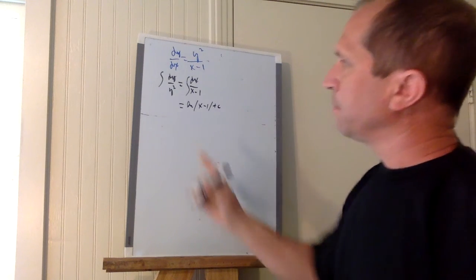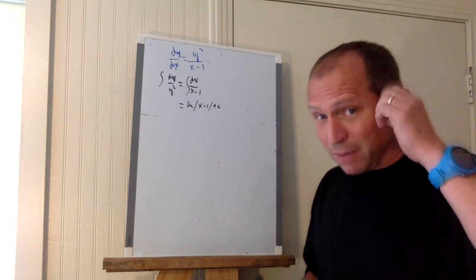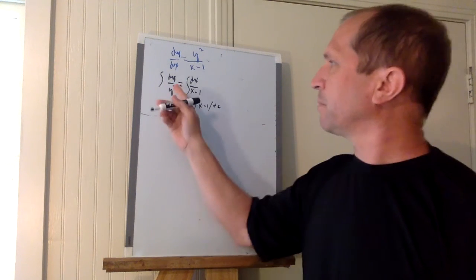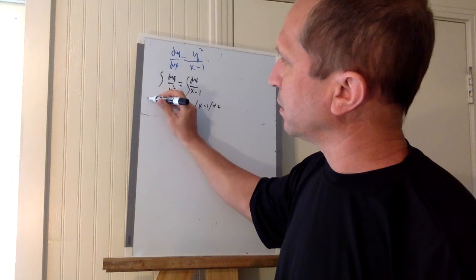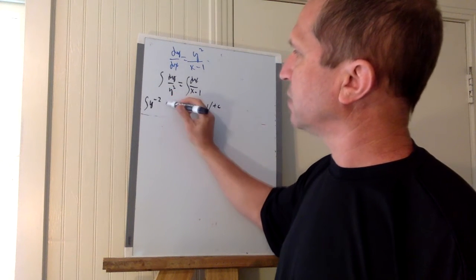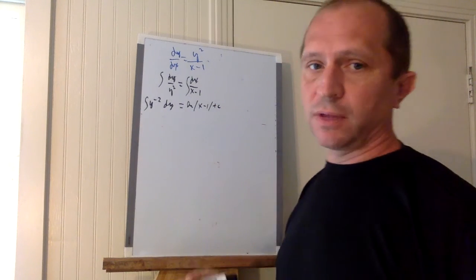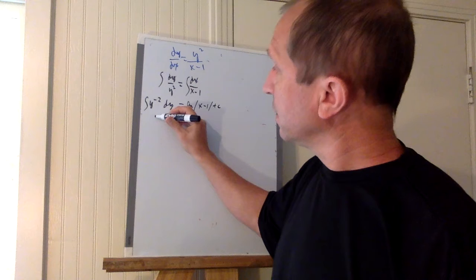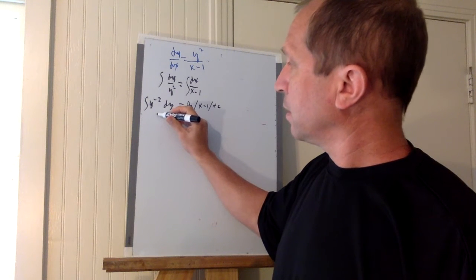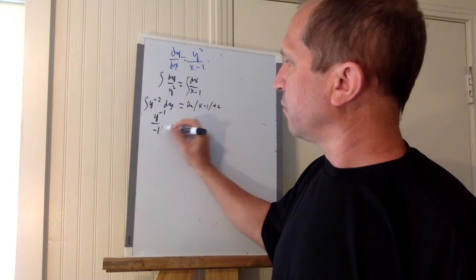plus a constant. But don't think just because you have something in the denominator that it's automatically going to be a natural log. Because remember, this thing in the denominator is squared. So what I'm going to do instead here is make this y to the negative second dy. And y to the negative second, if you do the antiderivative of it, you get y to the negative first over negative 1.